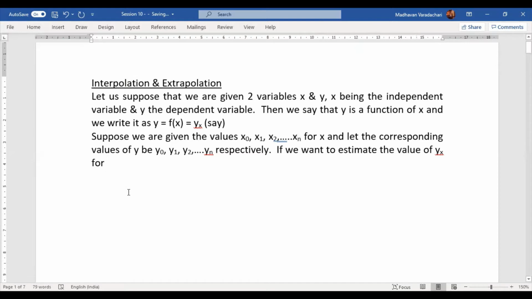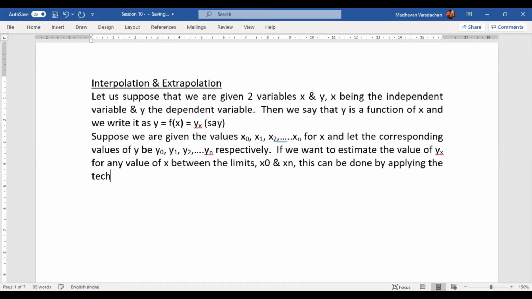Now, if we want to estimate the value of y suffix x for any value of x between the limits x naught and xn, this can be done by applying the technique of interpolation. Let me just underline the word interpolation.